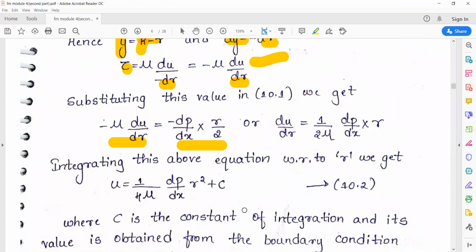All right. So when both are equated and further simplified, you can see here, du by dr is kept on one side. So the negative sign gets cancelled. And the remaining will be dp by dx into 1 by 2 mu. Mu is moving to the right side, so 1 by 2 mu, into dp by dx into r remains. Later this dr can be moved to the right side, and that becomes du.